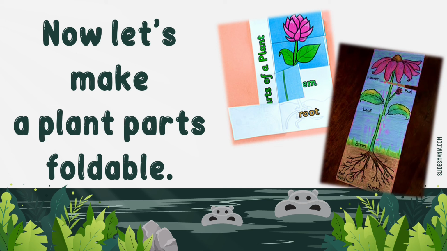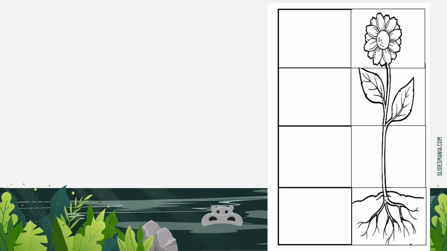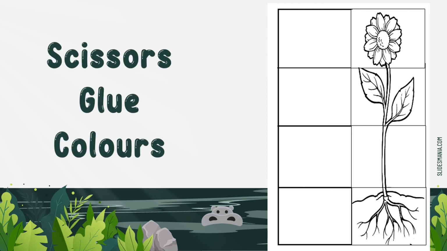For example, the first part is flower. You will open and write inside flower, and you will write its duty. What is its duty? It makes the seeds and fruits. Then the next part is leaf. You will open, write inside leaf, and write the duty that it collects sunlight and makes food, right? So here you will need scissors, glue, and colors, because you will color it. You will use scissors to cut them, and then you will use glue to paste them into your notebook.